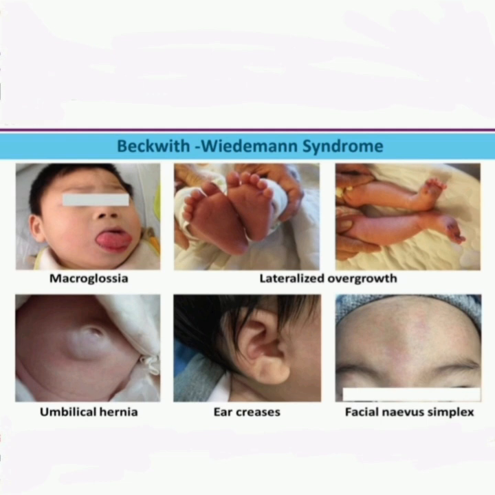A large tongue, macroglossia, we find with Beckwith-Wiedemann syndrome, we find in Down syndrome, and in spinal muscular atrophy you find tongue fasciculations. These are the conditions where we find a tongue issue.